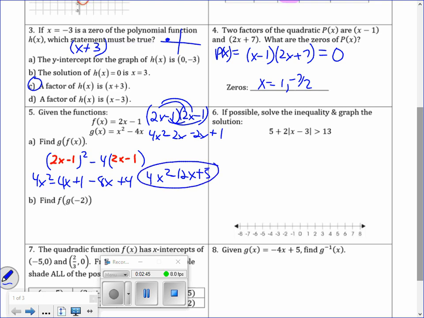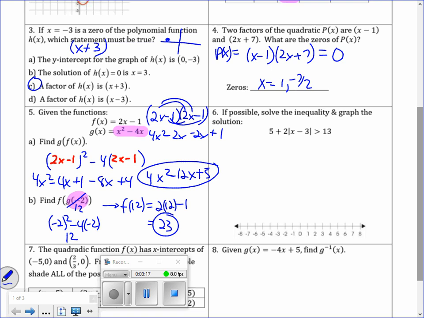All right, for letter B, f of g of -2. So you're able to plug -2 into g to figure that out. So -2 squared minus 4 times -2. I'm plugging into this problem to figure that out. So that comes out to 4 plus 8, which is 12. So now this answer is 12. So I'm really asking myself f of 12. So that means I'm doing 2 times 12 minus 1. So 24 minus 1 is 23. Final answer.